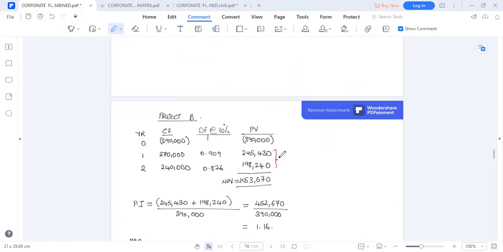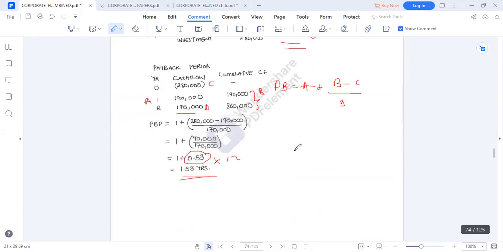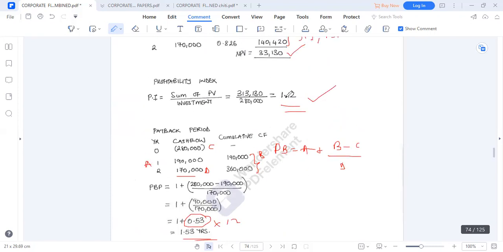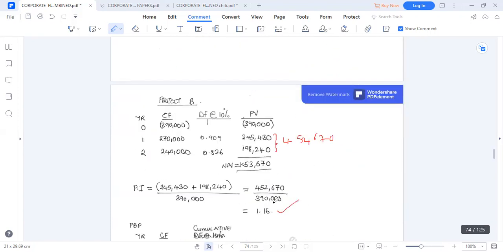Then this is 452,670. We divide this by the initial cash outflow. So here we divide this in there. We're going to get 1.16. So comparing, this is 1.12, 1.16, we're better off at B already.